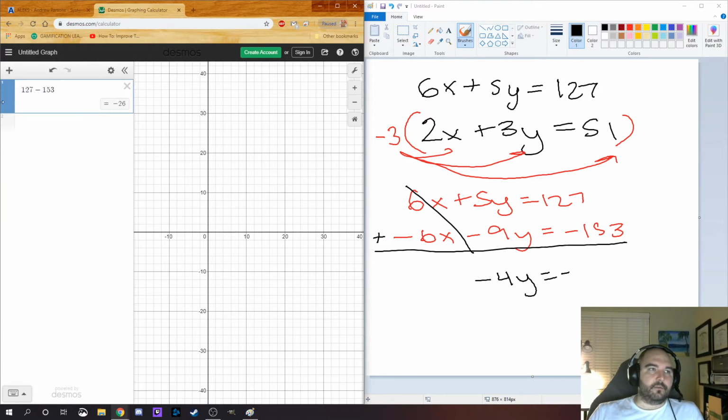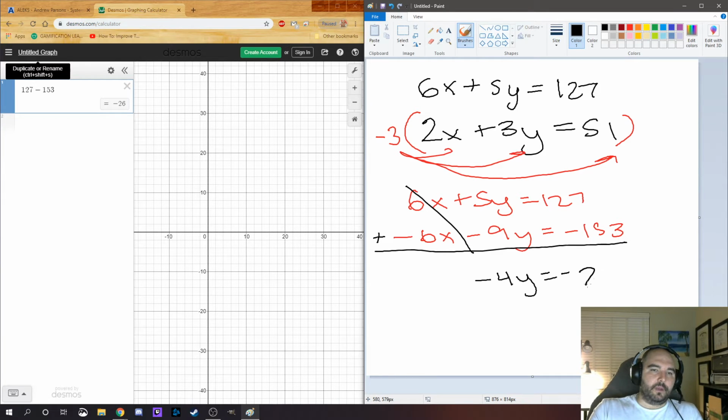Okay, that's what I thought it was. That seemed weird to me. I'll tell you why it seemed weird to me: because 4 does not go into 26. But then again, I guess a box could weigh some fractional pound. So negative 26 divided by negative 4 will be 6.5.